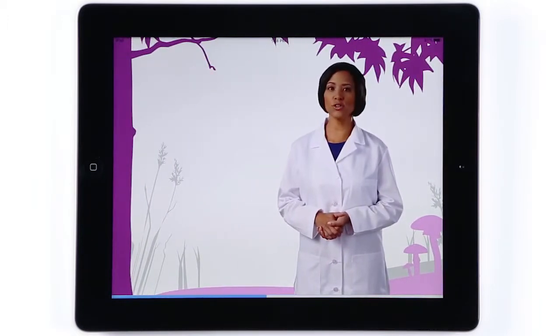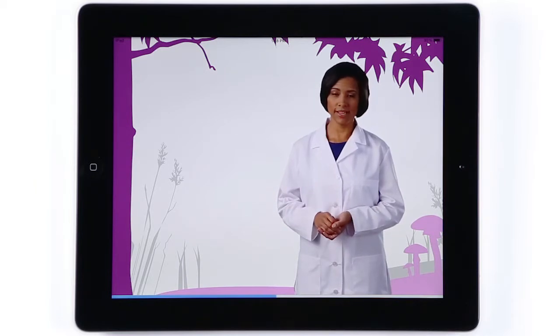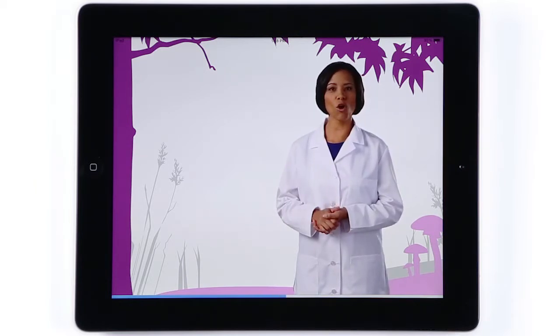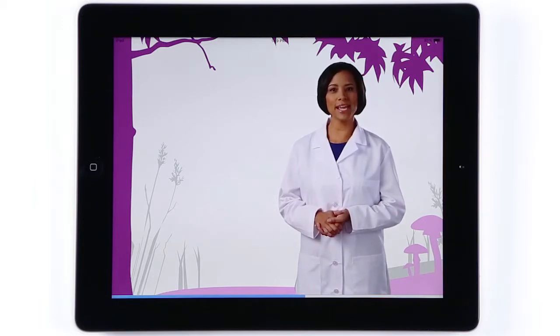Understanding what is happening to your child is important. It's the first step to becoming involved in the decision-making process. When you're part of the team making decisions about your child's health care and the options available, you feel more confident about those decisions.